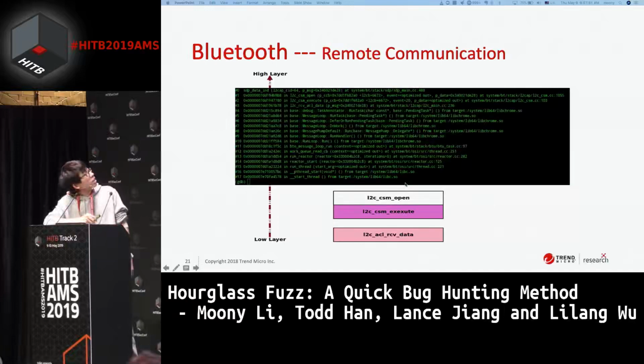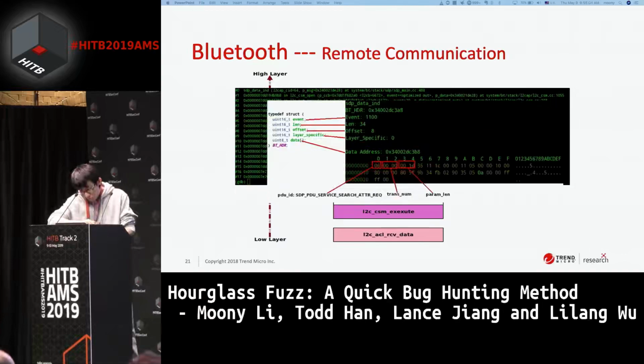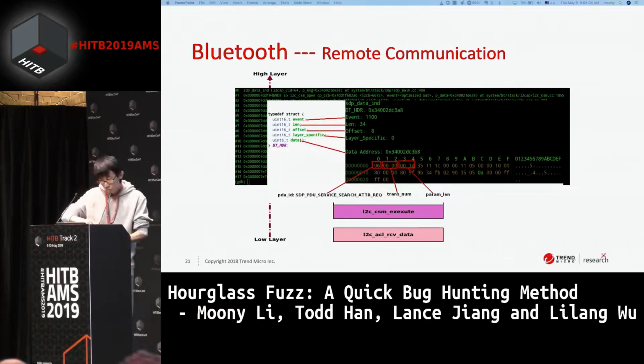And also this is the call stack for processing the SDP data. And this figure also shows the structure map of the SDP packet. As you can see in the packet, it's the attribute request packet, and the param length is 0x1d, which is 29 in decimal, and the size of the following data behind is just the length of 29.